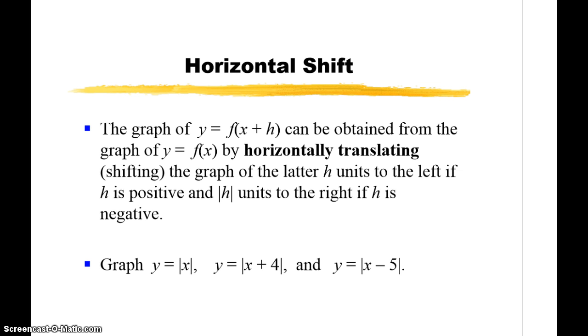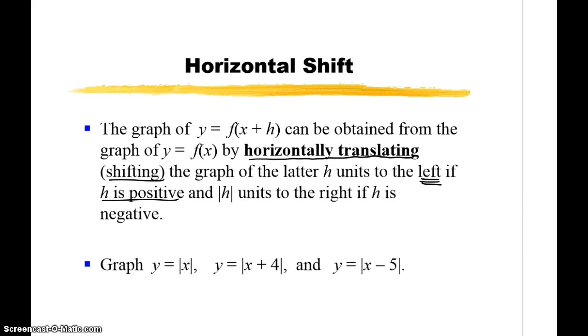Let's talk a little bit about the horizontal shift. Well, the graph of y equals f of x plus h as the input can be obtained from the graph of y equals f of x by horizontally translating, or shifting, the graph of the latter h units to the left if h is positive, and absolute value of h units to the right if h is negative. Okay, very important point to remember. We move to the left if h is positive, to the right if h is negative.